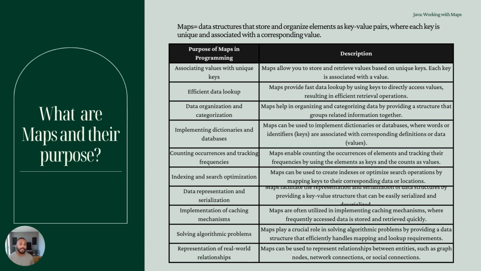And last but not least, another purpose is to represent real-world relationships. Maps are used to model real-world relationships where objects or entities are connected or related, and this allows developers to express complex associations in a straightforward manner.